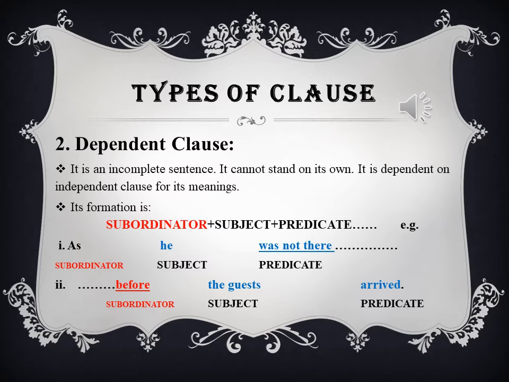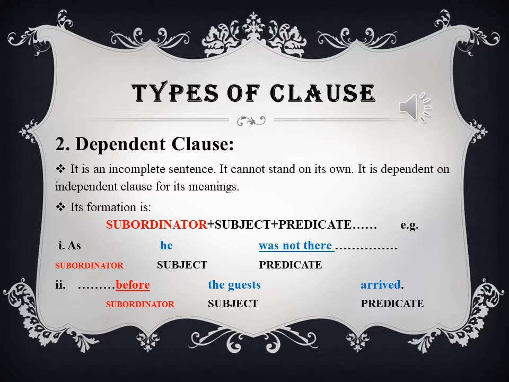Now, if you read out this sentence and you do not speak out the other part of the sentence, if you speak out the sentence till here, as he was not there, you see it gives an incomplete sense. It is not a complete sentence. Why? Because it begins with a subordinating conjunction, and we also call it a subordinator. As is a subordinator, that is a subordinating conjunction. He is the subject, was not there is the predicate. So it's an example of a dependent clause.